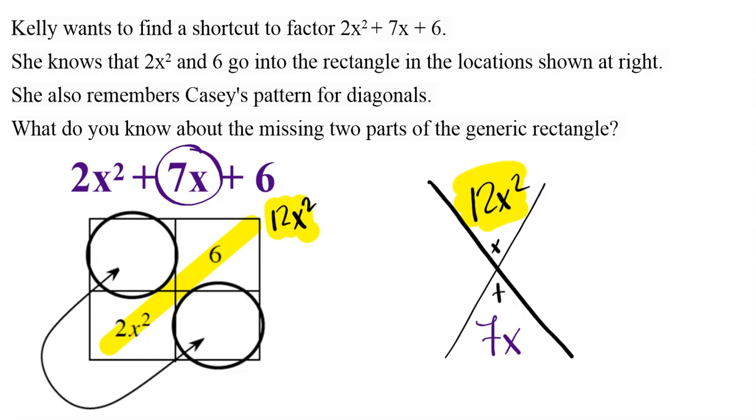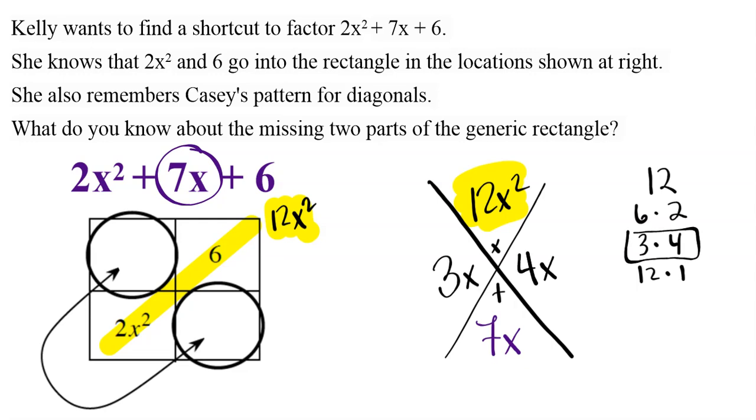Then you ask what multiplies to 12? Well, that's 6 times 2, 3 times 4, 12 times 1. You just have to look for what's going to add up to 7. Well, 3 plus 4 is 7, so why don't we try that? 3x and 4x add up to 7x, and 3x times 4x is 12x squared. And they're both positive.